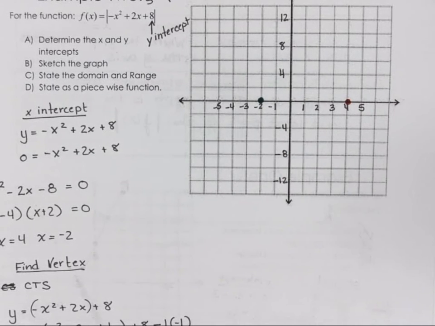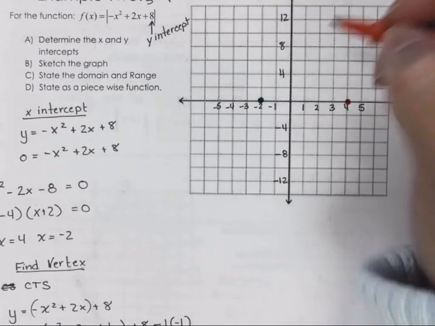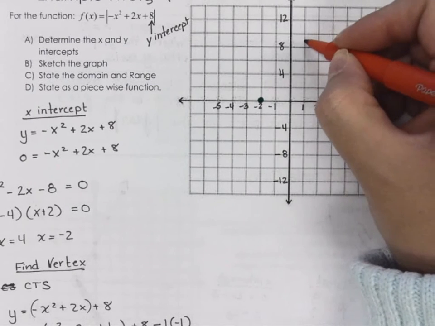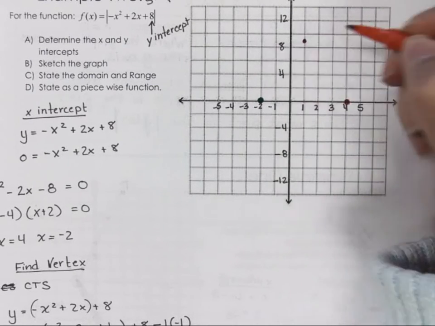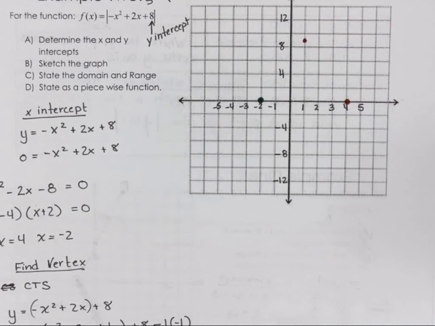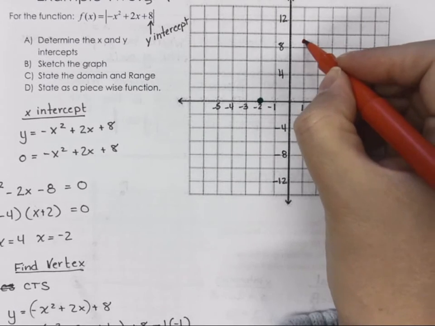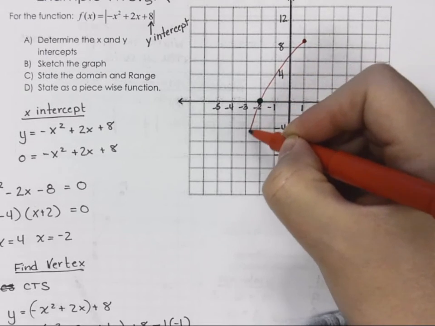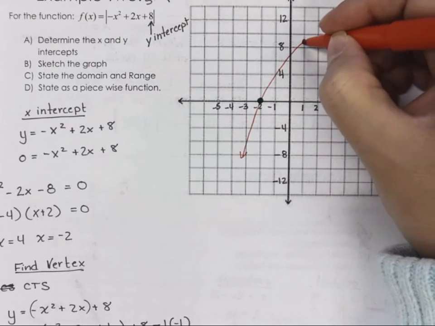My vertex is at 1 and 9, so right here. Can you graph it with just 3 points? Absolutely. Where was that one again? 1 and 9. Your vertex. Which way does my graph open? Hopefully down, because it needs to touch those. It opens down.